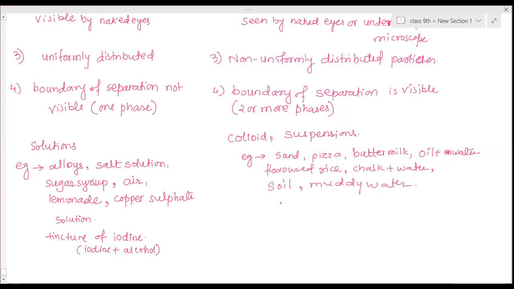Ma'am, is blood heterogeneous? Yeah, blood is a colloid, so it is heterogeneous. Ma'am, plastic. Ma'am, milk. What about cement? Ma'am, plastic. Yes, plastic is a compound. Okay. Ma'am, honey? What do you call it?